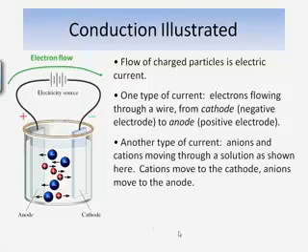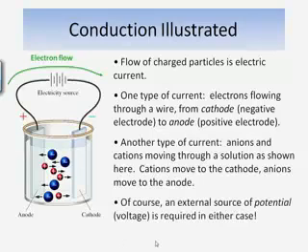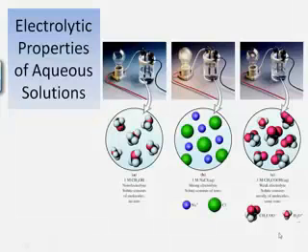Another way that we can have the movement of charge through a solution is with our charge carriers being the positive and negative ions of the solute. And so that's what we're going to be looking at: what sorts of solutes can add ions to the solution so that the solution is then capable of conducting a current. All right, and we've got a couple of different types of solutes that we'll be dealing with.